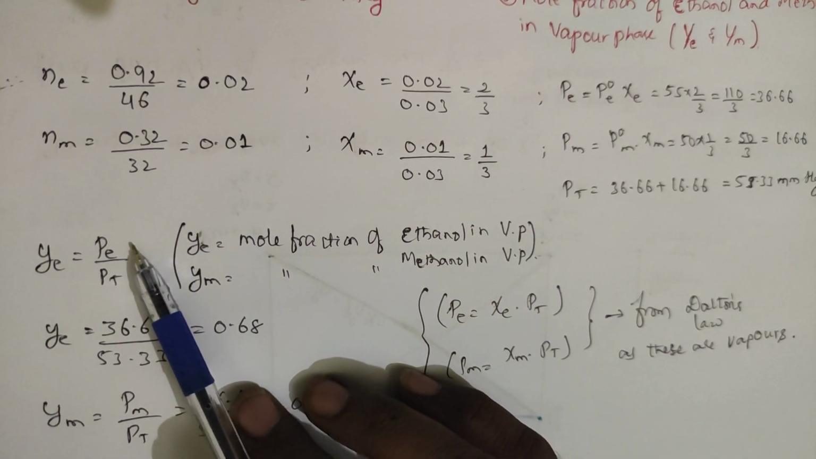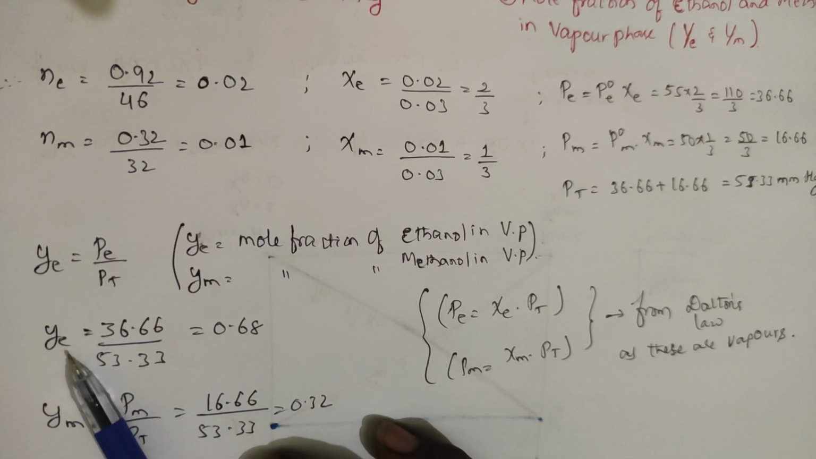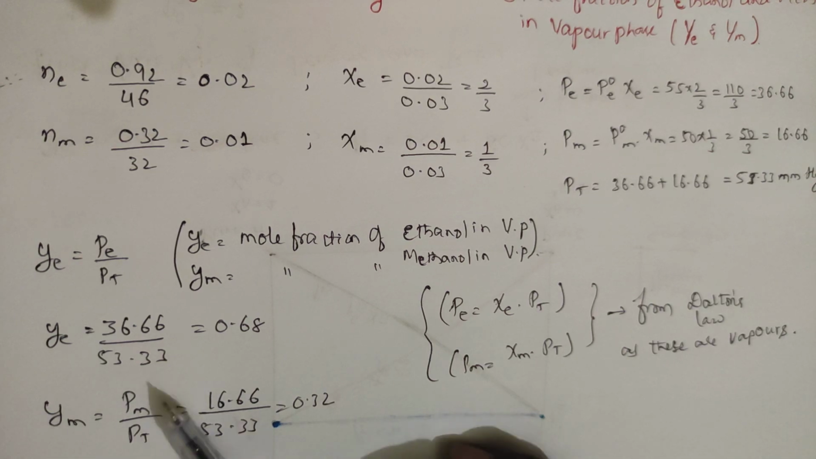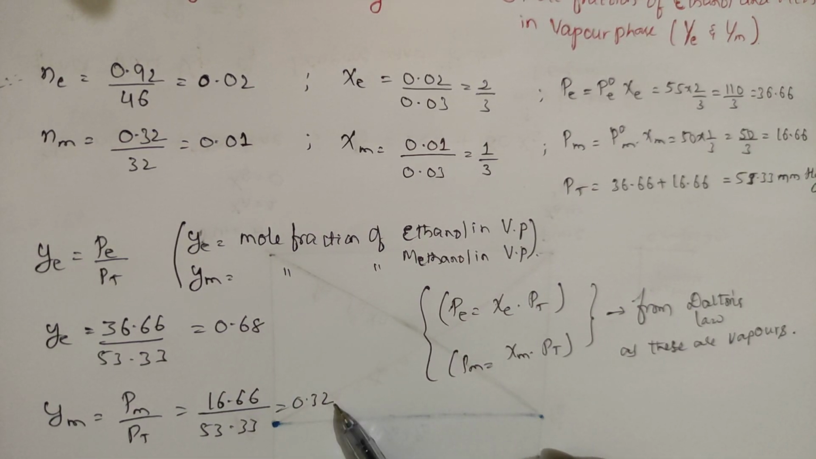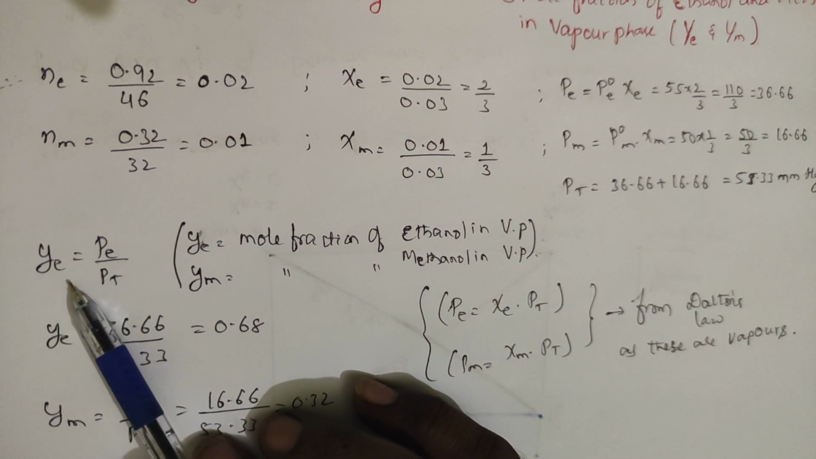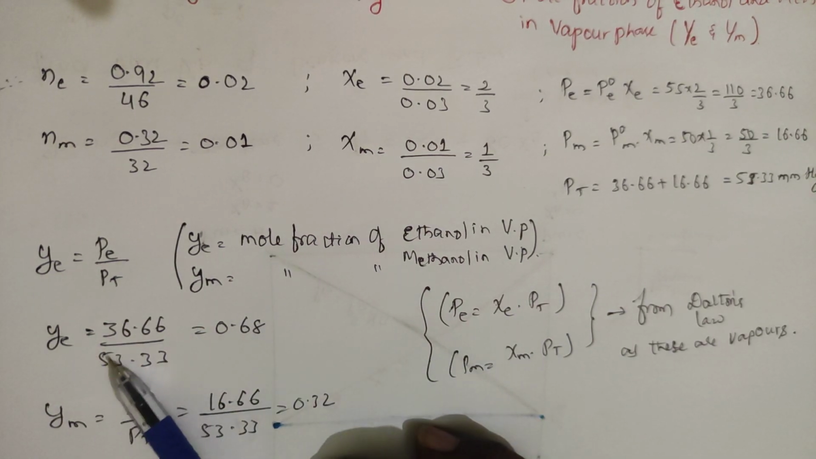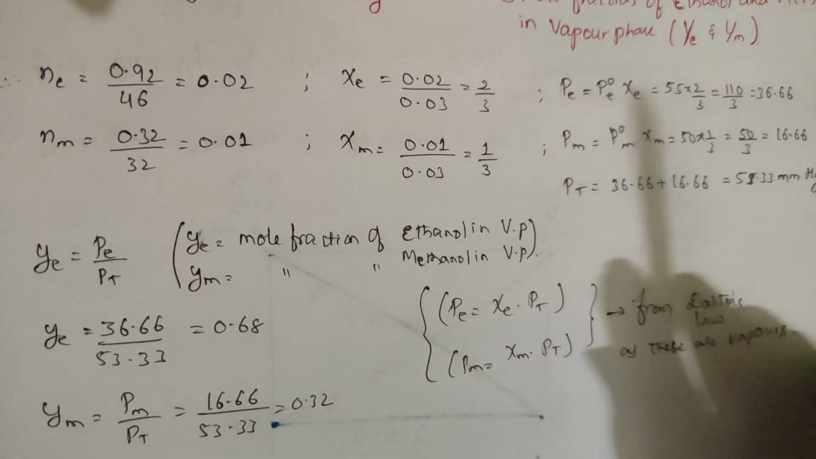Partial pressure of this one is 36.66. Total pressure is 53.33. So for ethanol in the vapor phase, the mole fraction is 0.68. For methanol in the vapor phase, mole fraction is partial pressure of methanol by total pressure. That is 16.66 by 53.33. You will be getting 0.32. Here, what is this? Mole fraction of ethanol is equal to partial pressure of ethanol by total pressure. So partial pressure of ethanol is 36.66 by total pressure 53.33. So we will be getting the mole fraction of ethanol in the vapor phase equal to 0.68.